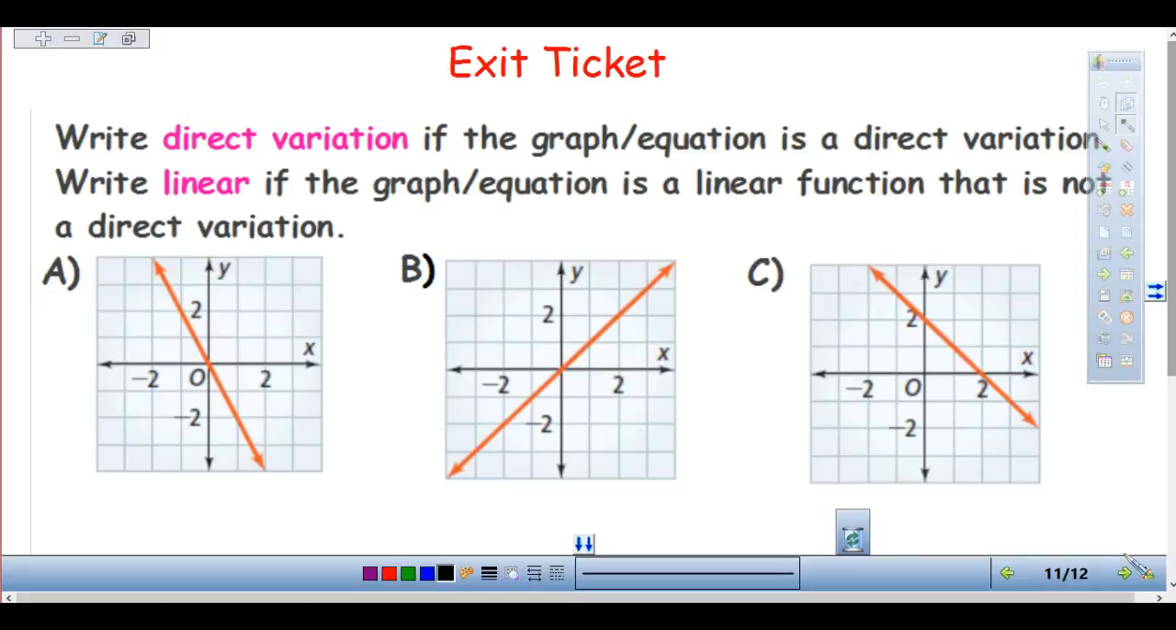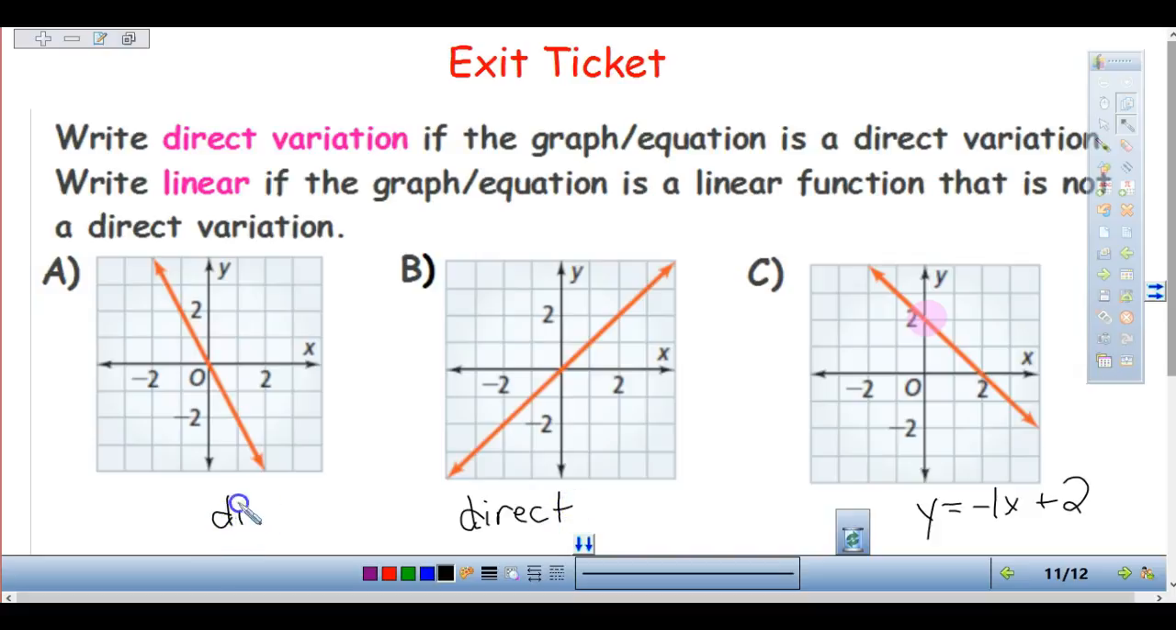Next one here, if we look at these, one of these is not direct. Which one and why? Right. You notice this one does not cross at 0. So if I wrote an equation for this one, I would get y equals negative 1x plus 2. My slope is negative 1. That does not look direct because we are not going through 0, 0. So these are both direct.